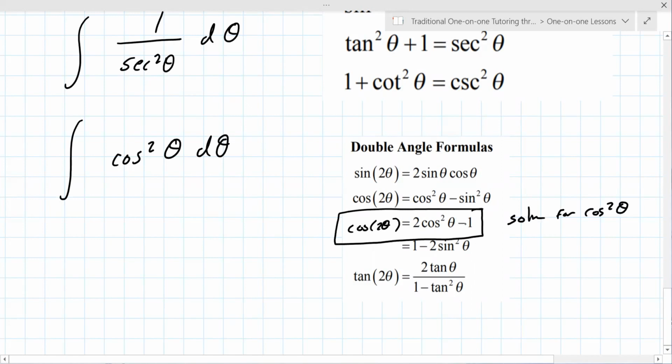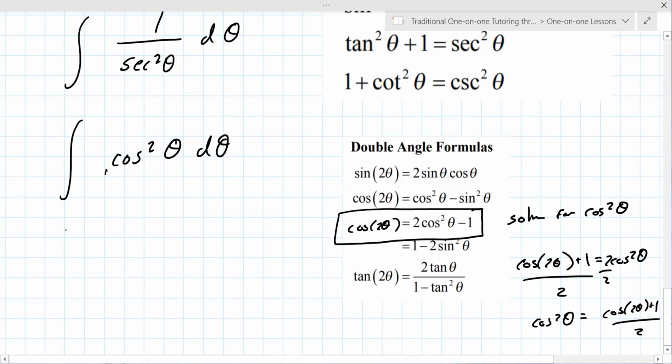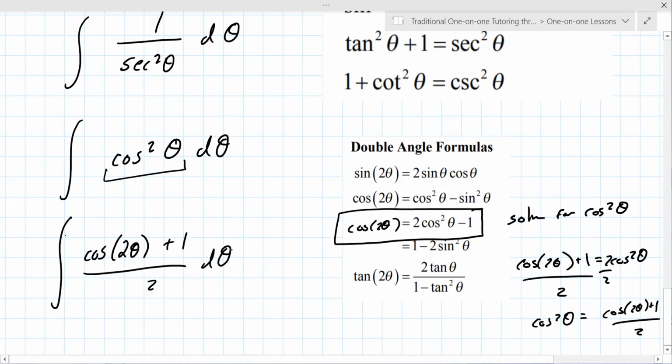Do you see how you have to add 1 to both sides and then divide by 2 to get cosine squared theta by itself? So it becomes cosine 2 theta plus 1 equals 2 cosine squared theta. Divide by 2, divide by 2. Cosine squared theta equals cosine 2 theta plus 1 all over 2. So this whole thing becomes cosine 2 theta plus 1 over 2 d theta. And now you're in business. Now you can actually integrate this thing.